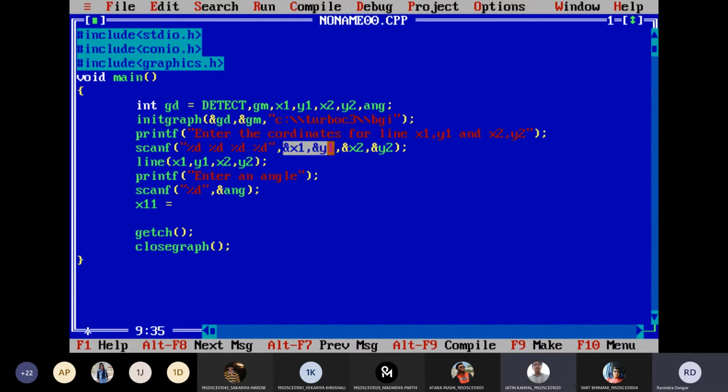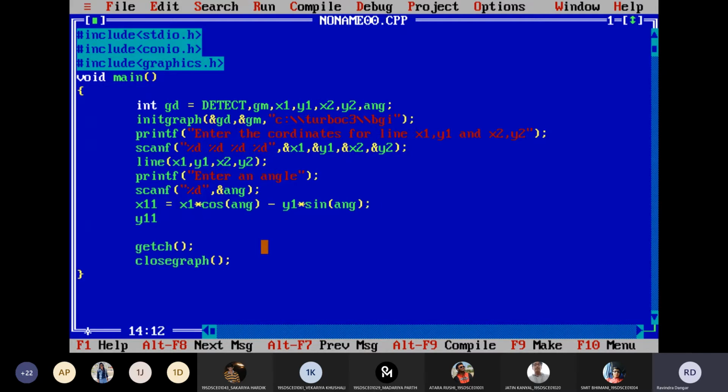Yes sir. Because I am applying the formulas for this point x1 y1. So instead of x I can write x1. So it will be x1 into cos angle, where I am using angle instead of theta, minus y1 into sine angle. Similarly for y, y11 is equal to x sine theta plus y cos theta, so it is x1 into sine angle plus y1 into cos angle. This is how we can get the new values. Let me print the values so that we can come to know whether we get the correct values or not.